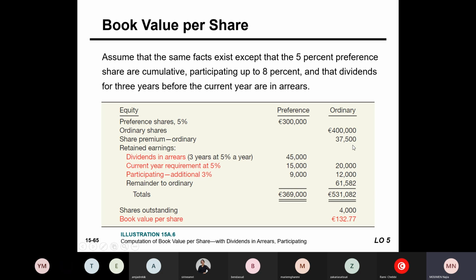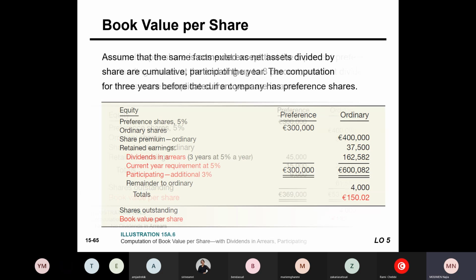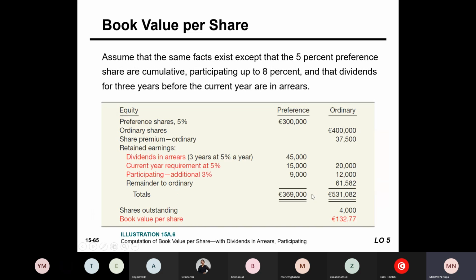So that's what will be distributed. We calculate them: 60 plus 9 is 69, and we have 32. Okay, 69 and 32. Anyways, just to go back, 101. So 101, yes. And we had 162. So what is left for the ordinary shareholders is 61.